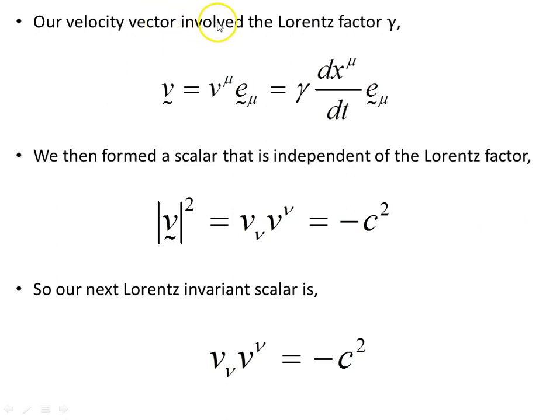Alright, so our velocity vector involved the Lorentz factor gamma. V is this, remember, this object here, gamma times that. We then formed a scalar that is independent of the Lorentz factor. This scalar product gave us this object here, which is just equal to minus c squared, no gamma factor in sight at all. So our next Lorentz invariant scalar is this object here. It doesn't matter what value the Lorentz factor gamma takes, this scalar product of the velocity vector with itself will just be equal to minus c squared, irrespective of what the velocity is.